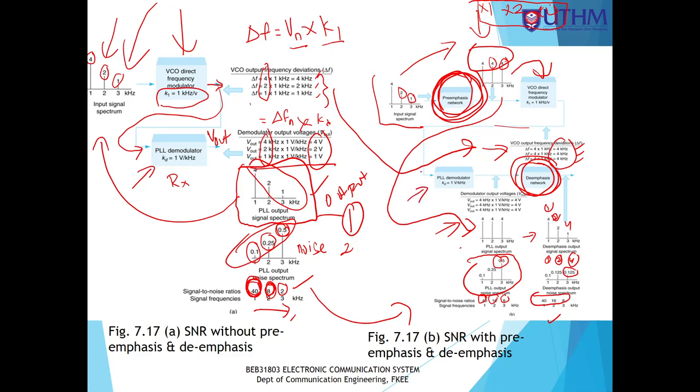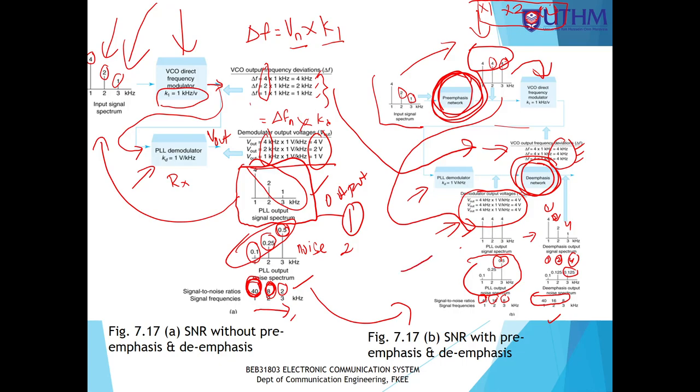And at the receiver, we're going to do the demodulation process at the demodulator. So what happened is that the PLL has a transfer function KD of 1 volt per kilohertz. That means it's going to have 1 volt of variation for each kilohertz of frequency. So therefore, you see that the output of the PLL demodulator is delta F multiplied with KD. So Vout 1 is equal to 4 kilohertz multiplied with 1 volt per kilohertz. So we have Vout 1 4 volt, Vout 2 4 volt, Vout 3 4 volt.